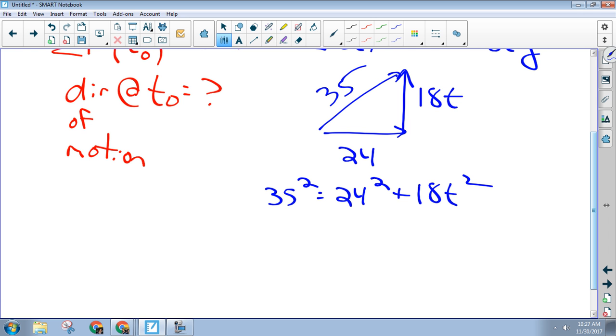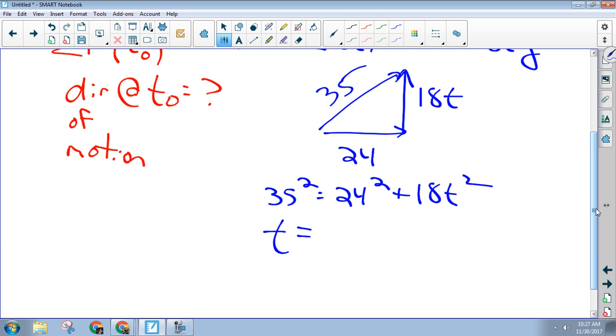There's no common denominator between those three to make it like a 3, 4, 5 triangle. It's sort of a 3, 4, 5 triangle, except for this stupid t in here. If the t wasn't there, it would be. Or you could find the angle and go straight to it. So 35 squared minus 24 squared gives you a number, divide by 18, take the square root, and that gives you the time.